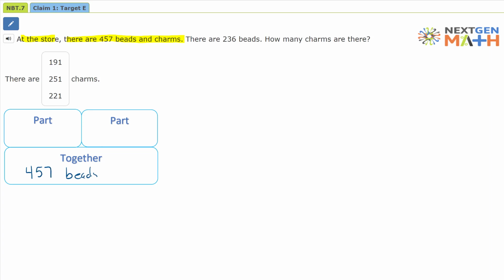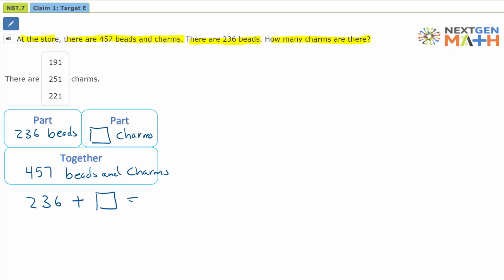457 beads and charms. There are 236 beads, so one part is 236 beads. How many charms are there? Well, that's the missing amount. That's what we're going to solve for, how many charms. So our equation can be 236 plus how many charms equals 457.